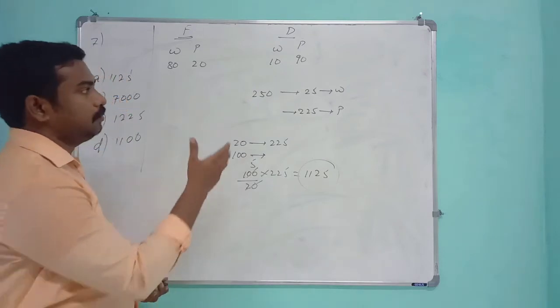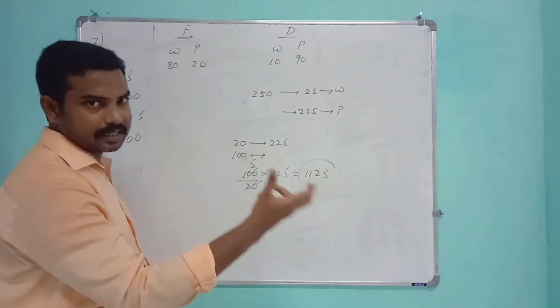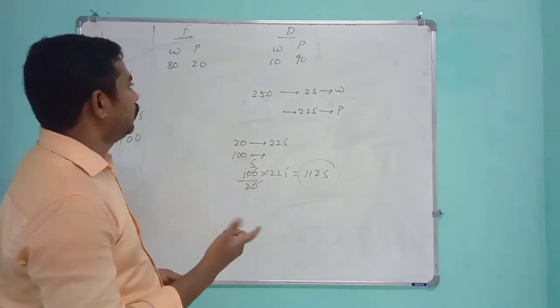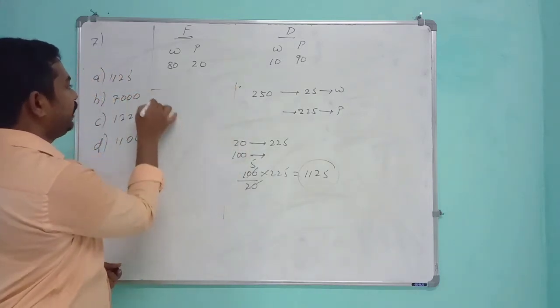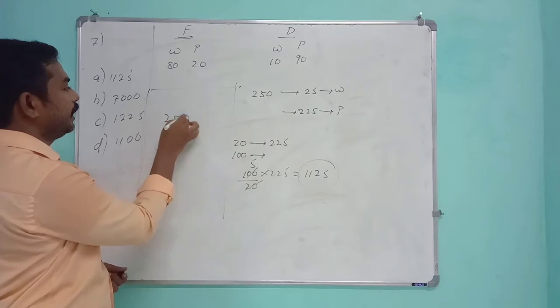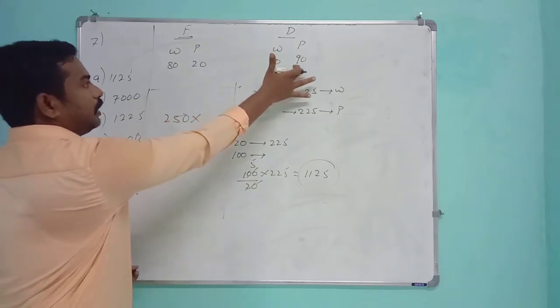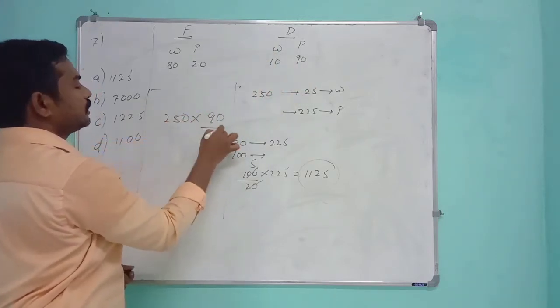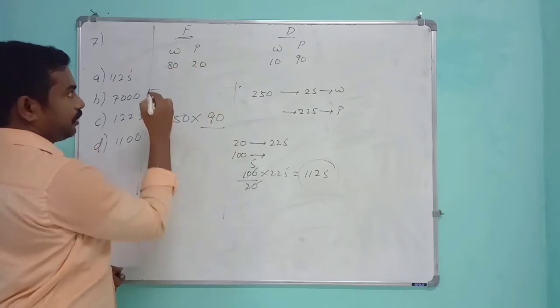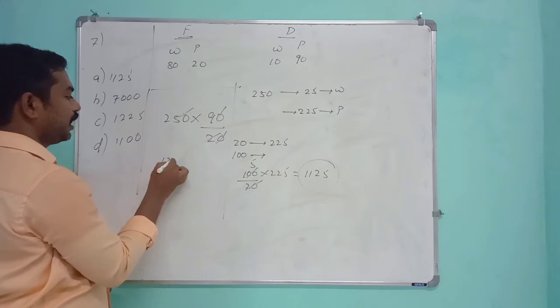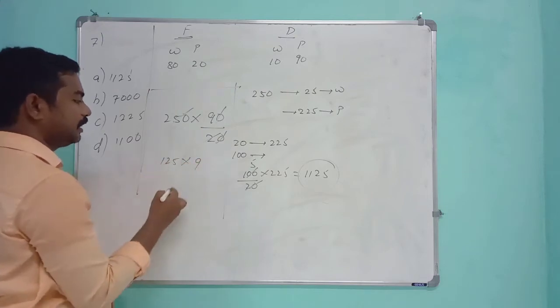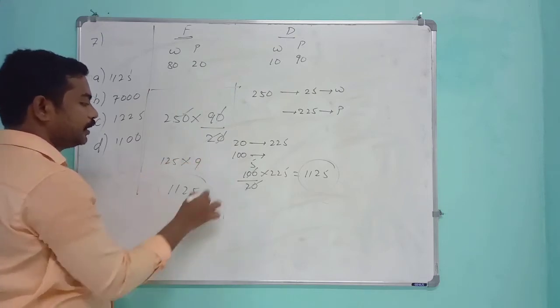But this takes time. Some of the students may understand, but if you see the shortcut here, simply you put the weight here. What's the weight he has given? 250. And what is the pulp ratio in the dry? 90. What is the pulp part in the fresh grapes? 20. The zeros get cancelled. 2 ones are 125. 125 into 9 is 1125, which is your answer.